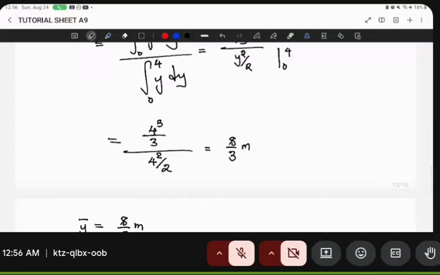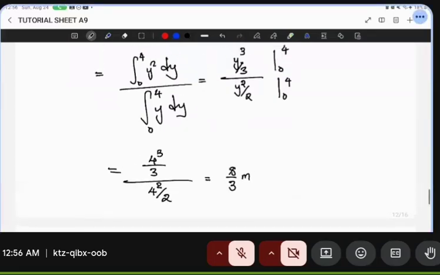You're saying it's supposed to be what? 64 over 3, the final answer? Yes. Okay, so the final answer you're saying is 64 over 3. So when you divide 64 by 3, what are you getting in decimal? That's 21.3. So it should make sense to get an answer.